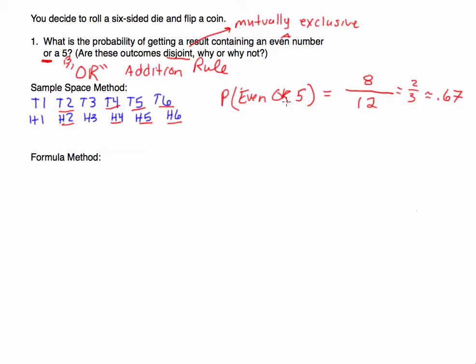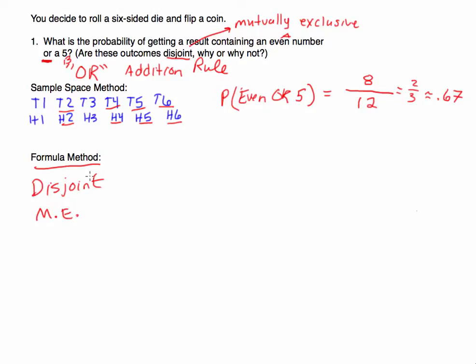What I did there was just add up all the even number outcomes and add up all the 5 outcomes, those outcomes that have a 5 and those outcomes that have a 6. So if you have the sample space written out, this is a great way to do the problem. The other way that you can do this is using the formula method. And if you know that two events are disjoint, or if you know, in other words, that these two events are mutually exclusive, and I'm going to abbreviate that. Those are the same thing.